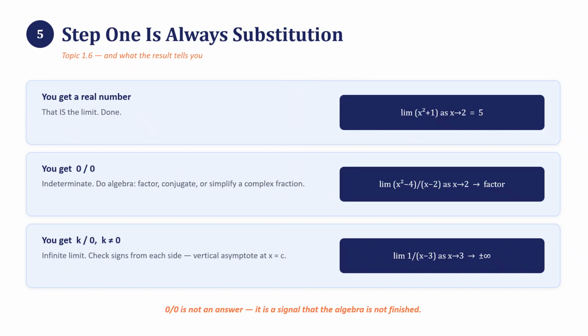Alright, so step 1 is always substitution. So always try to do substitution. If you get a real number, it's done. So for example, if the limit of x squared plus 1 as x goes to 2, the answer is just 5. Just plug in 2, and the answer you get is 5.